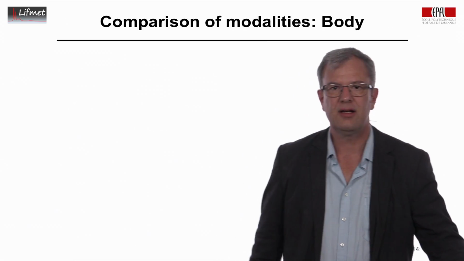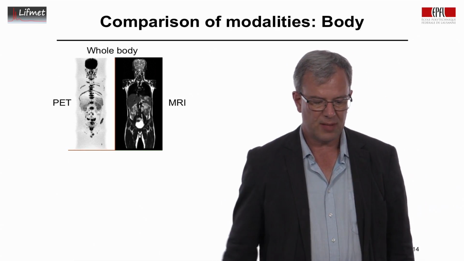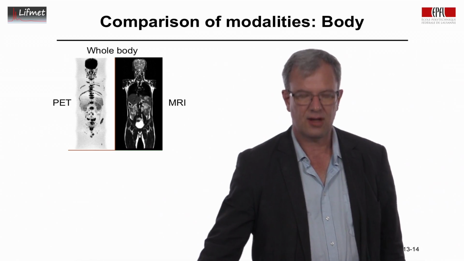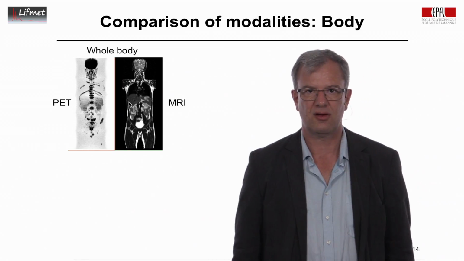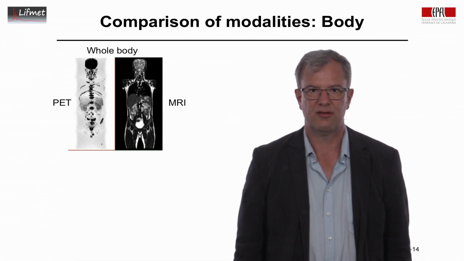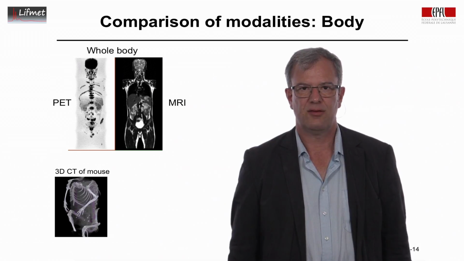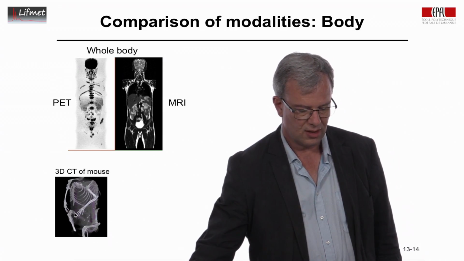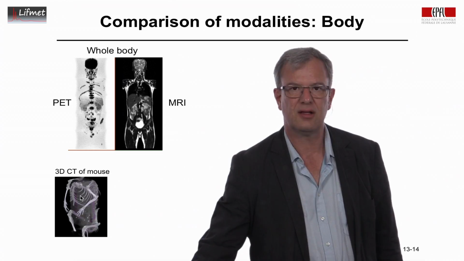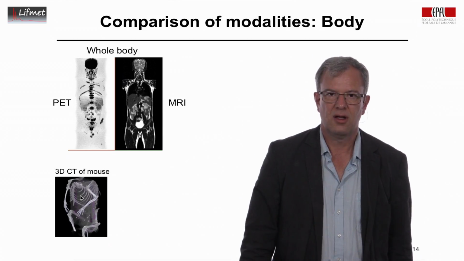I want to give some final examples from the body. This is a whole body PET scan on the left and a whole body MRI scan. They are clearly different contrast, MRI being soft tissue, PET depending on the tracer that one uses. One traces a different process. Here's a high resolution 3D CT of a mouse. We can see the skeleton very nicely depicted. Grayish is the contrast of the other things, but the skeleton depicts very nicely in 3 dimensions.